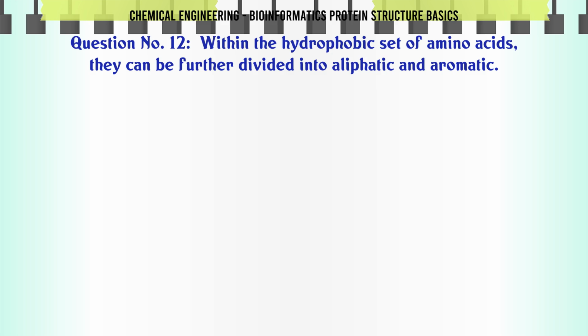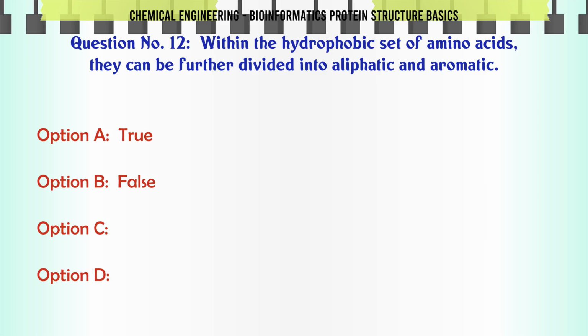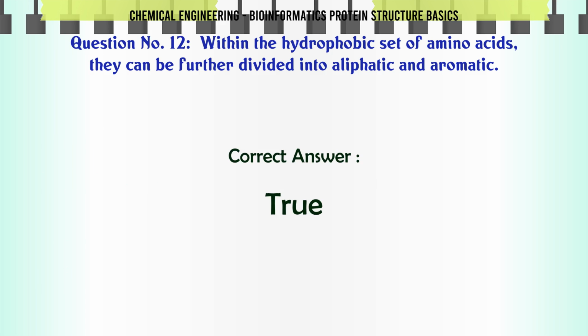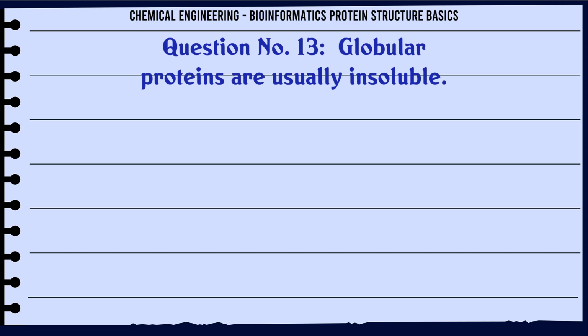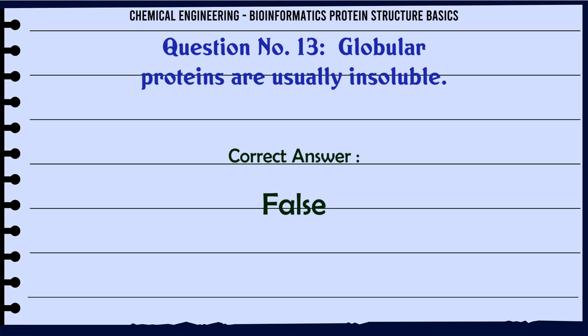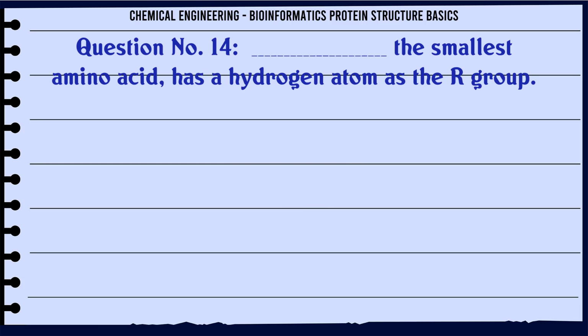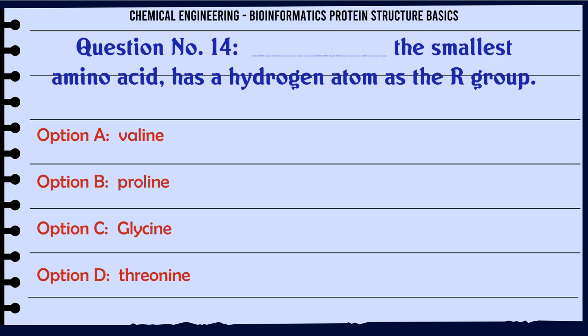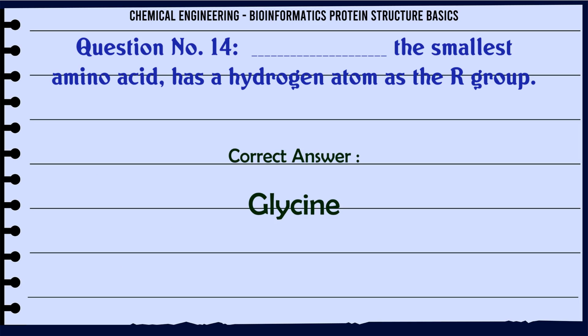Within the hydrophobic set of amino acids, they can be further divided into aliphatic and aromatic. A. True. B. False. The correct answer is true. Globular proteins are usually insoluble. A. True. B. False. The correct answer is false. The smallest amino acid has a hydrogen atom as the R group. A. Valine. B. Proline. C. Glycine. D. Threonine. The correct answer is glycine.